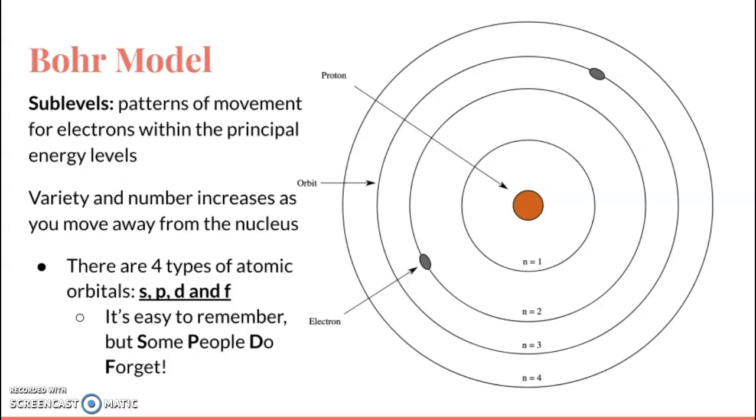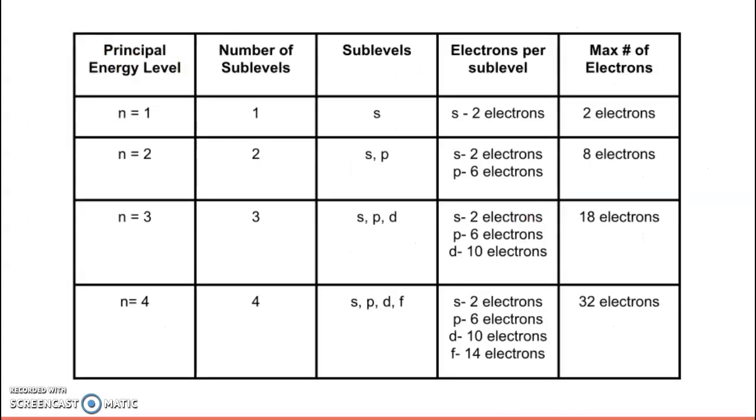Okay. But not only do we have principal energy levels, but in those principal energy levels, we have sublevels, okay, which are patterns of movement for electrons within the principal energy levels themselves. And their variety and number will increase as you move away from the nucleus. Okay, we have 4 types. We have an S, a P, a D, and an F. Okay, an easy way to remember this is the acronym. Some people do forget. All right. And so what I'm going to have you guys do is fill this chart out, and then I'm going to explain it. So pause and copy.